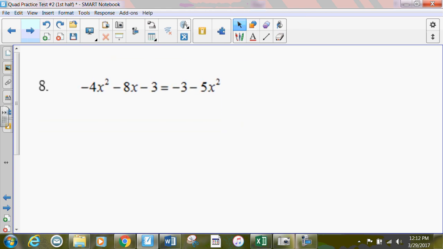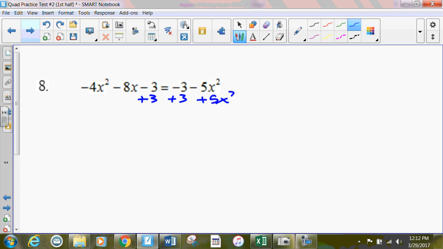Okay, so number 8, this is a big mess, so let's get everything on the left side. I'm going to add the 3. I'm going to add the 5x squared. And let's see what I have. I have x squared minus 8x equals 0. Okay, so with this, something happened here. Let's see, what did I do wrong? This doesn't even look like the number 8 on the, hold on just a second. Okay, yes it is. Okay, I'm good.